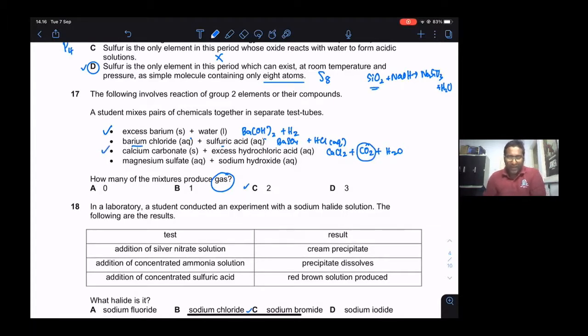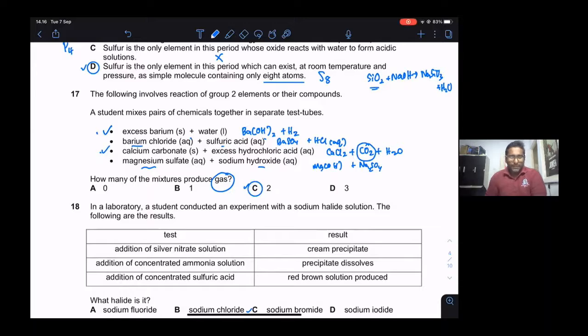Magnesium sulfate and sodium hydroxide. If you're not sure, it's okay. You can guess magnesium hydroxide, for example, and then sodium sulfate. I don't see any way where gas is going to be given. So which one will produce gas? I can see only 2, so the answer is going to be 2.